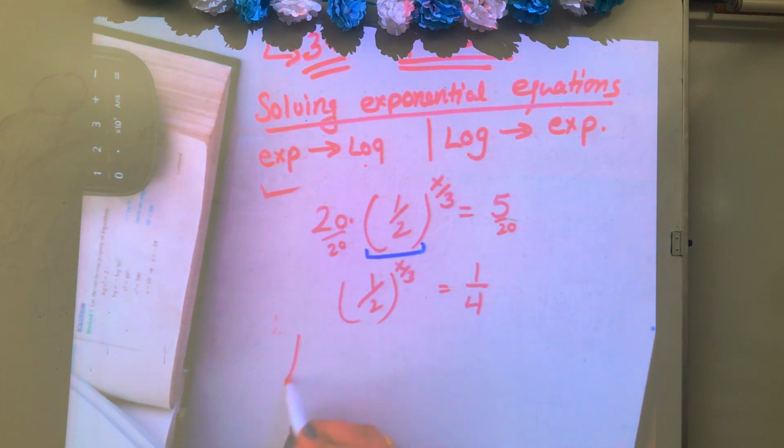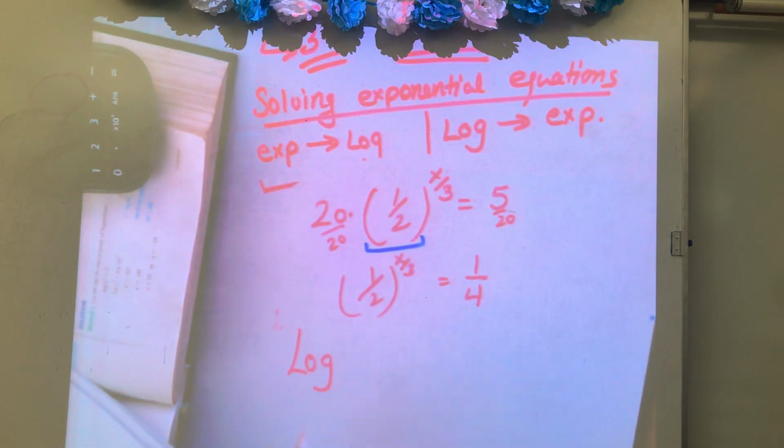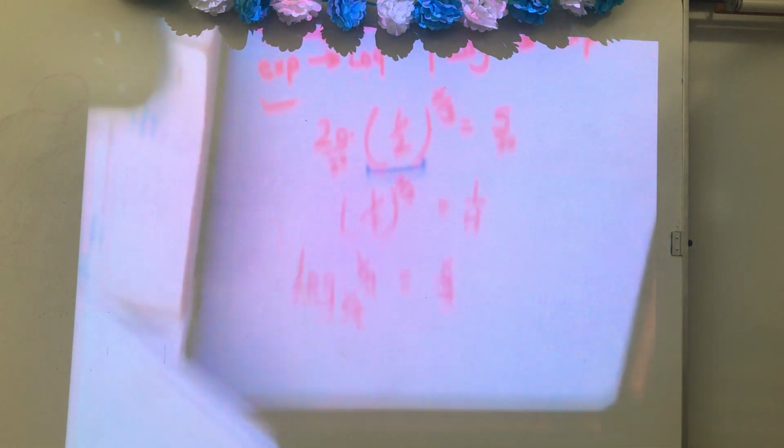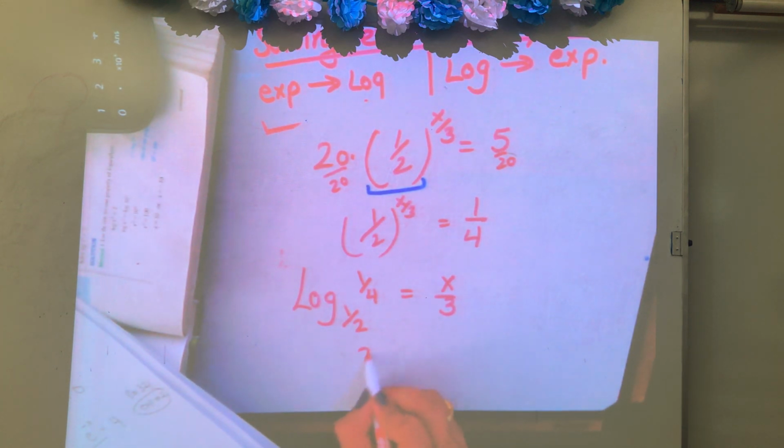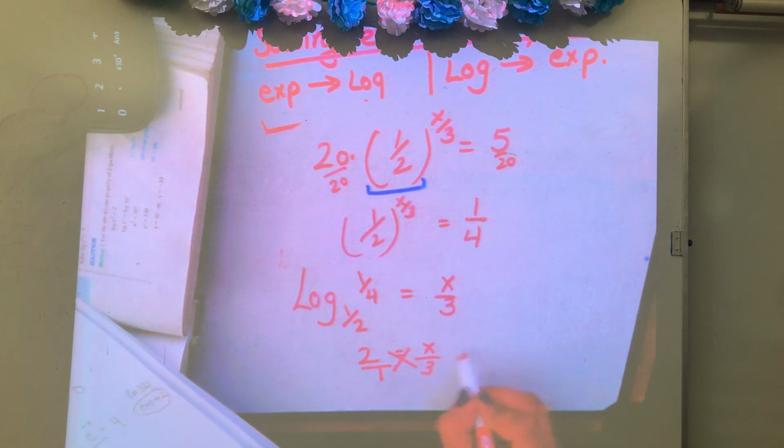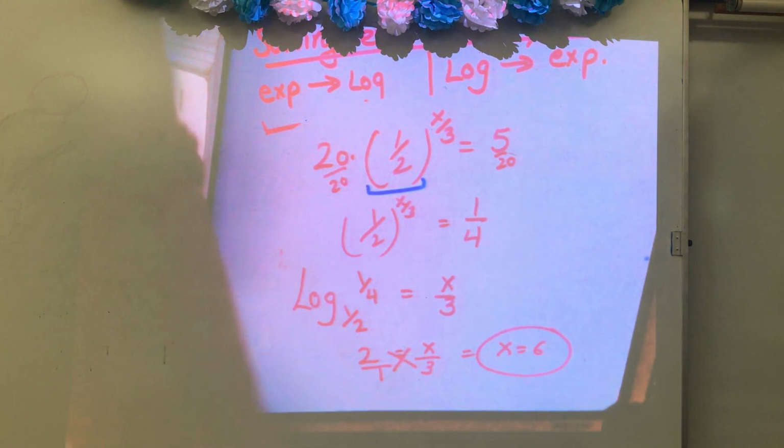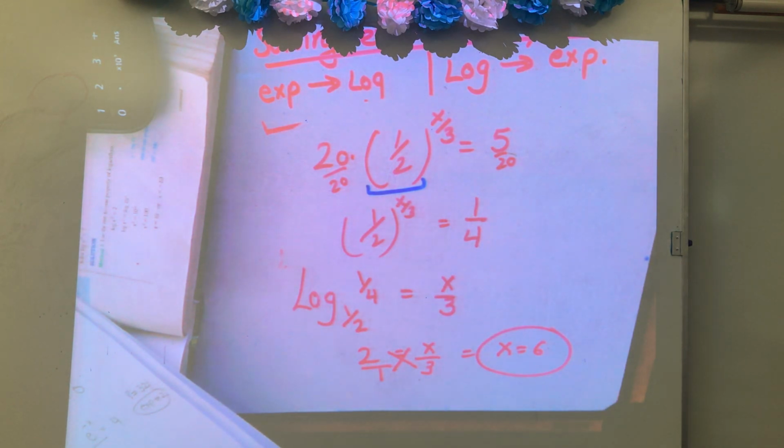Switch. It's log, it's not ln, because it's a different base than e. So bring down the base, which is 1/2, and swap. 1/4 and it's equal to x over 3. Log of 1/4 to base of 1/2 is equal to 2. It's equal to x over 3, cross product, and my answer is 6. Here you go. So this was my second example. Again, any step you don't understand, pause this and go back and check.